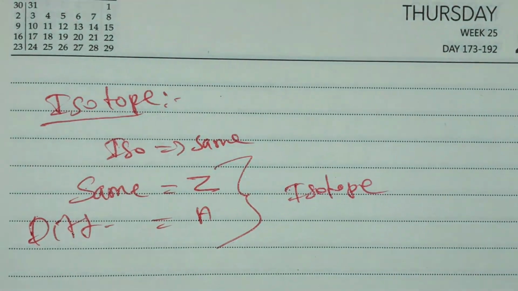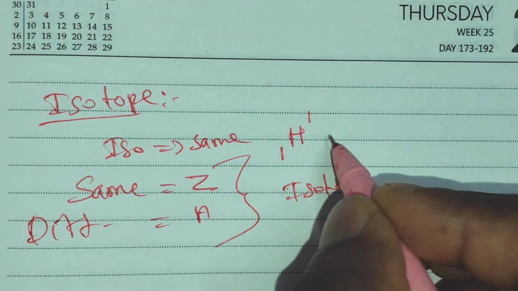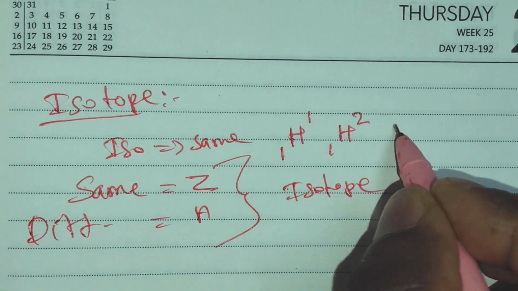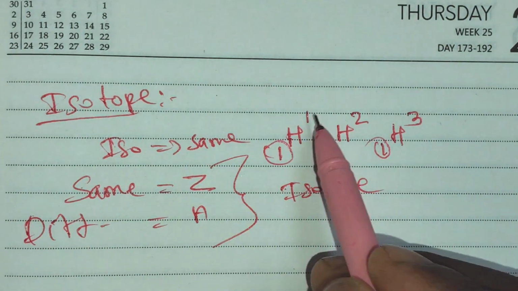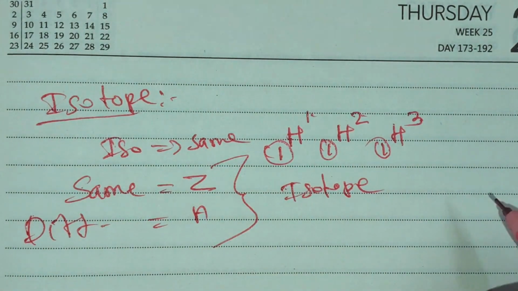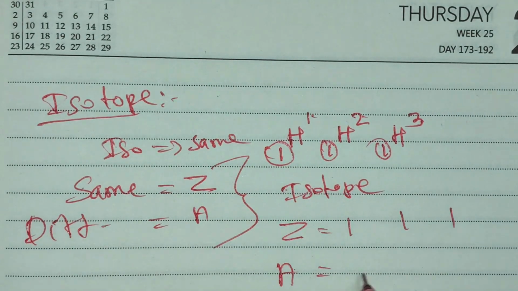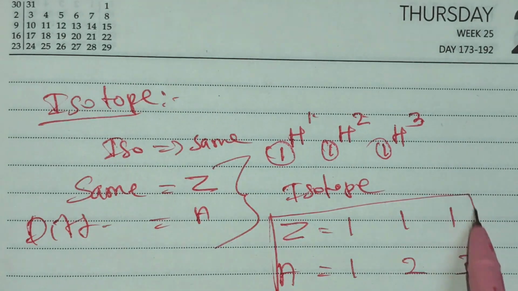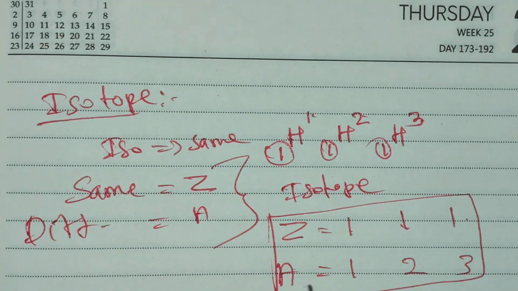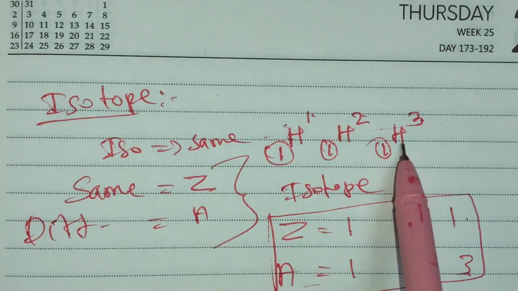For example, see hydrogen-1, hydrogen-2 and hydrogen-3. Each has an atomic number and a mass number. The atomic number is 1, 1, 1 and the mass number is 1, 2 and 3. So that's why, the same atomic number but different mass number, these are isotopes.